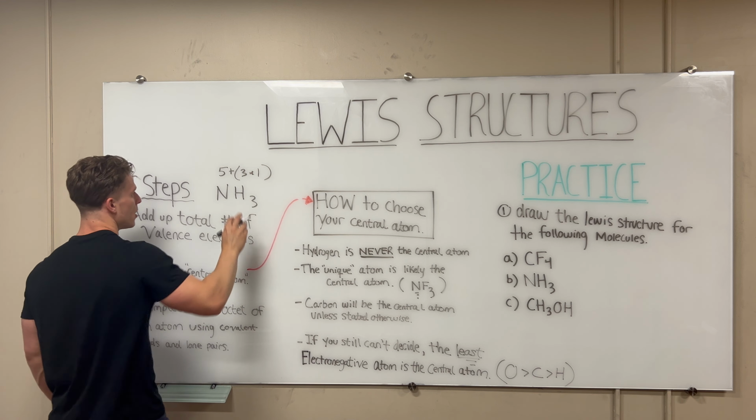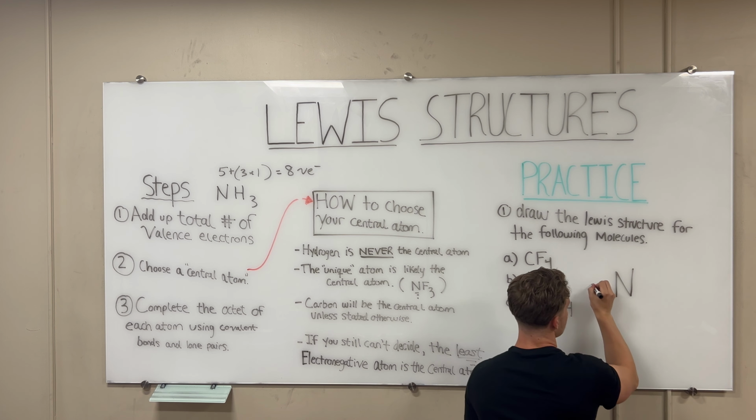Now we're going to choose a central atom. Our first tip says that hydrogen is never the central atom, so we're going to put nitrogen in the middle. However, we can also use this tip: the unique atom is likely the central atom. If there's 3 hydrogens and only 1 nitrogen, nitrogen's that unique atom in that molecule, so we're going to put that in the center. So let's go over here and put nitrogen in the center.